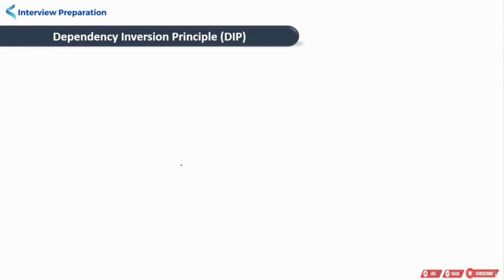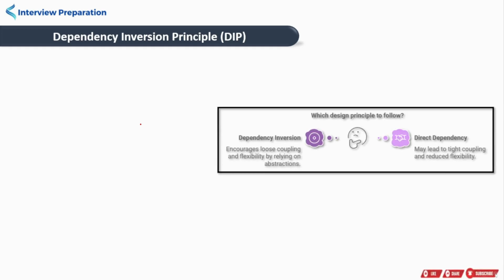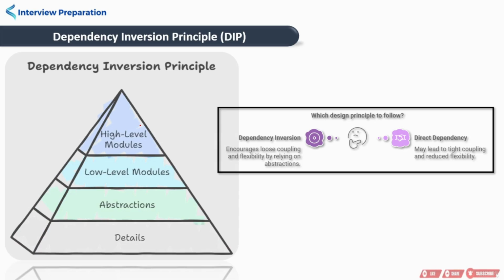Now, let's check the fifth and last principle, which is DIP. The dependency inversion principle states that high-level modules should not depend on low-level modules. Both should depend on abstractions. Additionally, abstractions should not depend on details, and details should depend on abstractions. This principle encourages developers to rely on interfaces or abstract classes rather than concrete implementations, promoting loose coupling and enhancing the flexibility of the system.